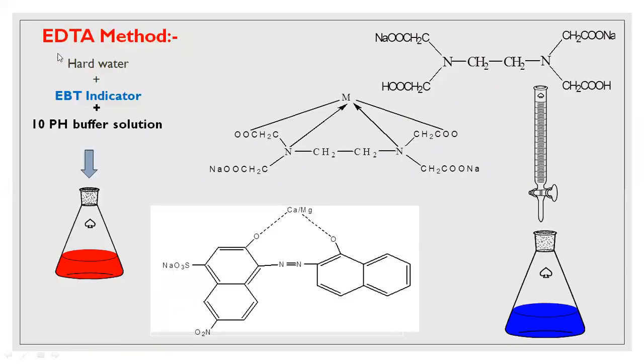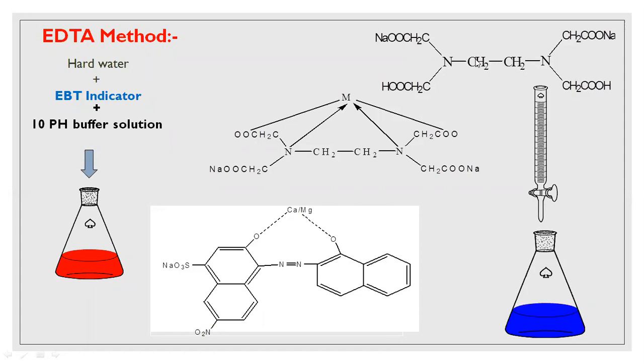So in this EDTA method, we take the hard water sample and add EBT indicator. After that, we add buffer solution in a conical flask, and then it is titrated against standard EDTA solution, and the endpoint is this blue color.